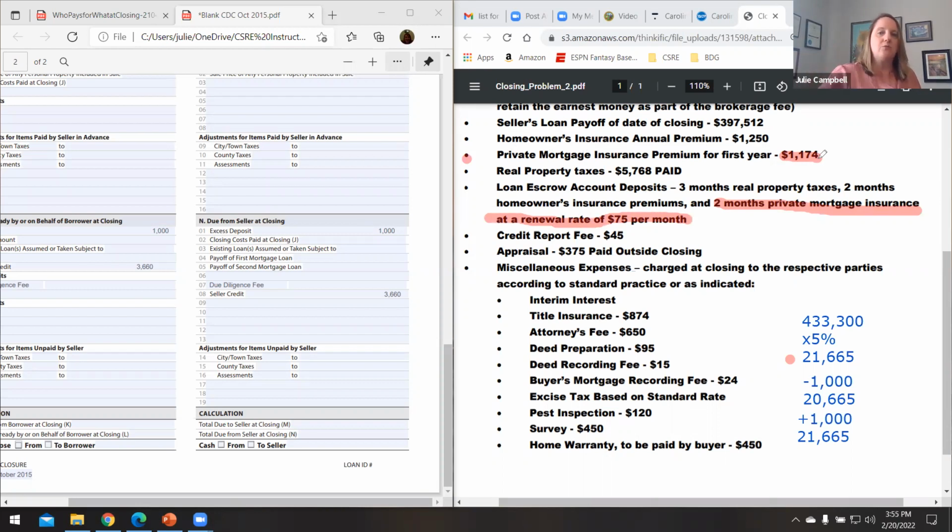And they're not going to base the renewal fee off of the annual amount. They're going to base the renewal fee off of $75 per month. So if they want to collect 2 months, then you just take $75 times 2. And for the escrow, they'll collect $150. So this renewal is not on the annual amount that you paid at settlement. This renewal is only on $75 per month.